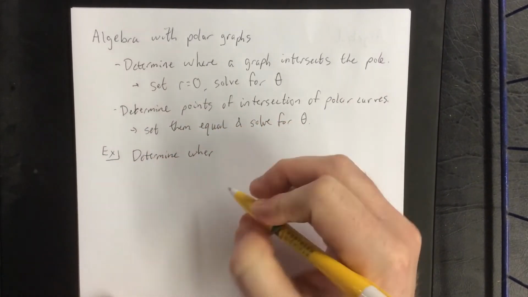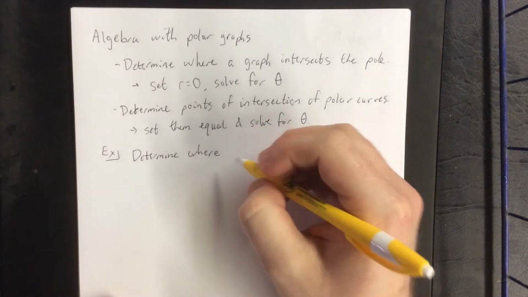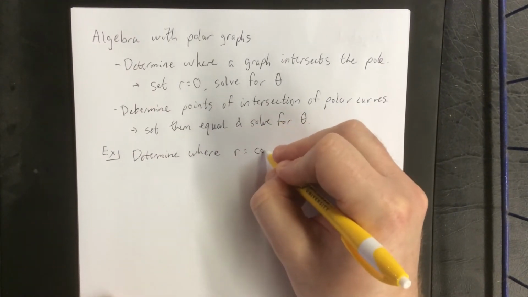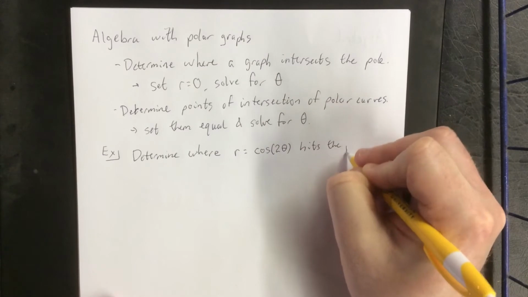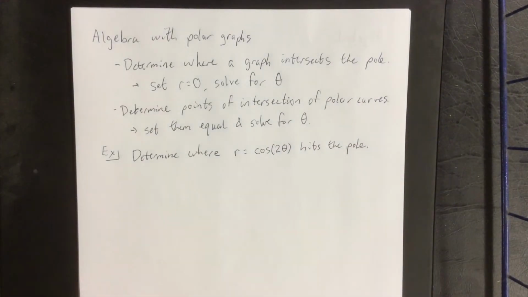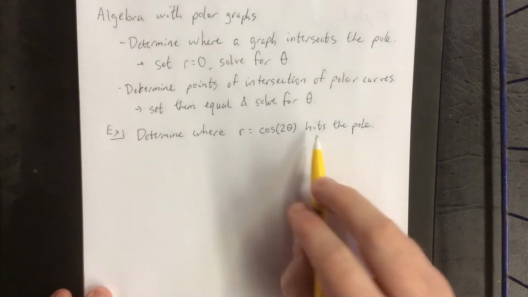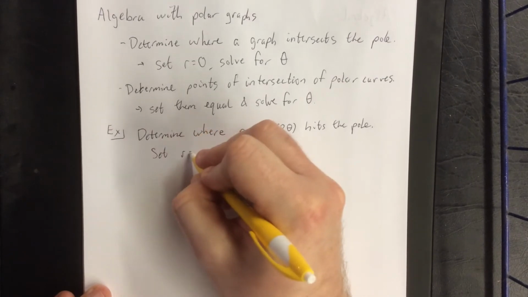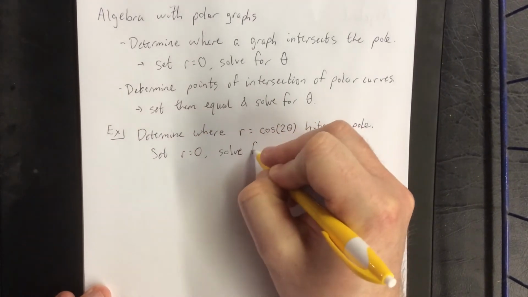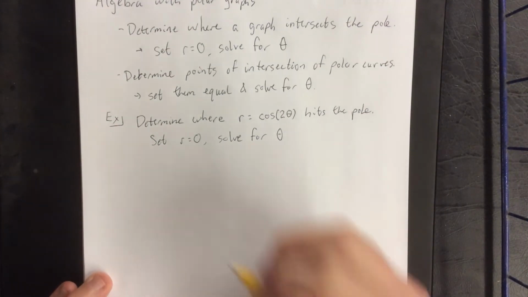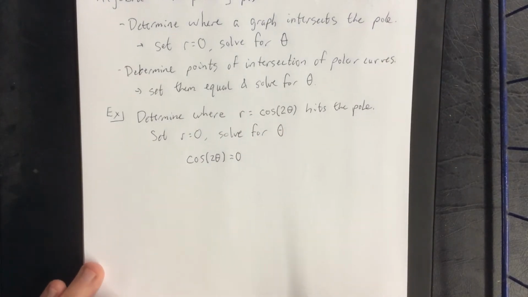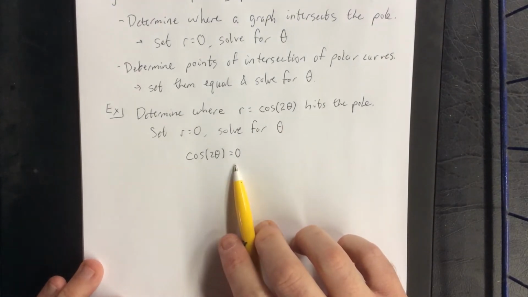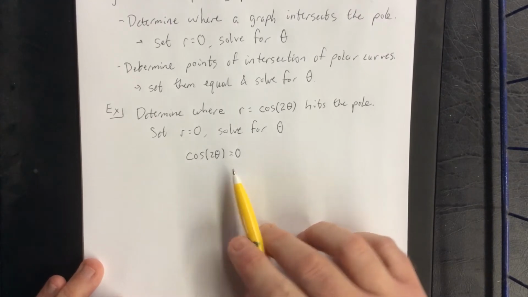So as an example, I would like to determine where r equals the cosine of 2 theta hits the pole. Now, we went over the graph of r equals the cosine of 2 theta in another video in this playlist. Determining where it hits the pole means that we are going to set r equal to 0 and then solve for theta. So setting r equal to 0 means that the cosine of 2 theta is equal to 0. Now the cosine is equal to 0 every time we're at pi over 2, or generally any odd multiple of pi over 2.